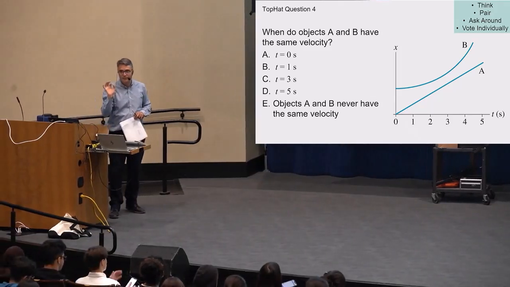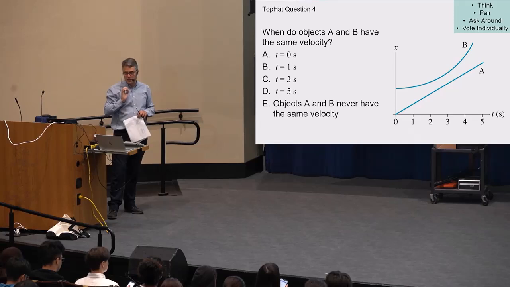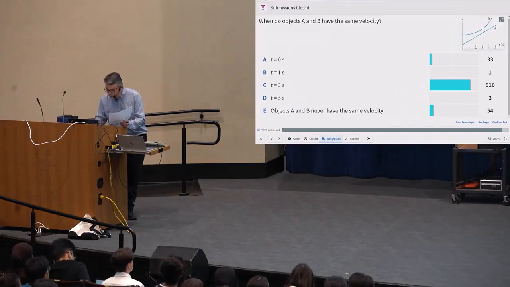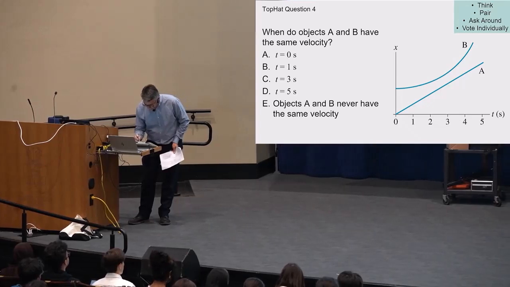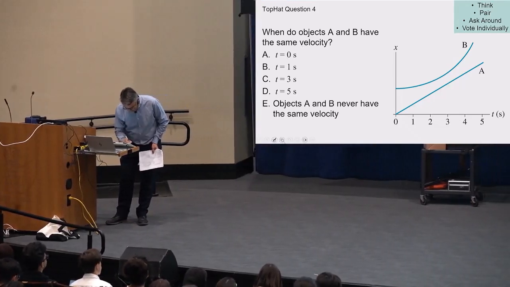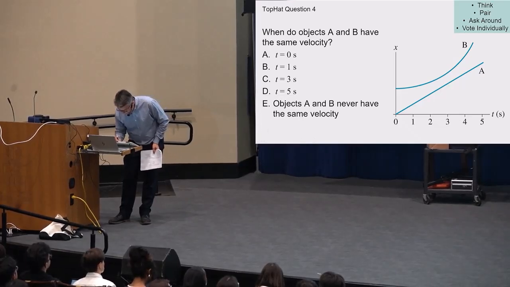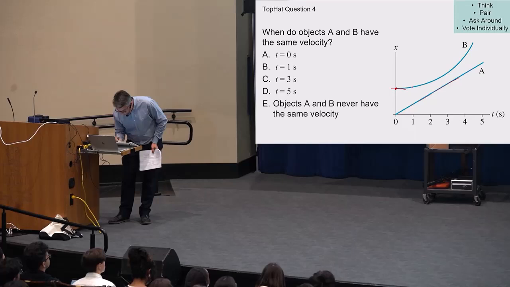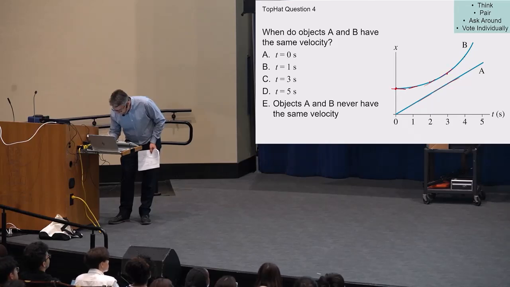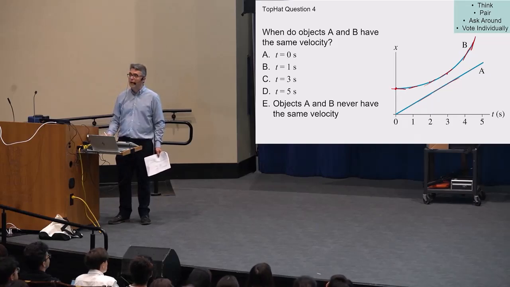So at what time do these two objects have the same velocity? People like 3 seconds. What I'm thinking is that the velocity is like this instantaneous slope. For this one it's constant, whatever it is. But for the curved line, at any particular instant of time, at 0 seconds, it's stopped. At 1 second it's going, 2 seconds is going a little faster, 3 seconds a little faster, 4 seconds a little faster. It ends up going faster than A.